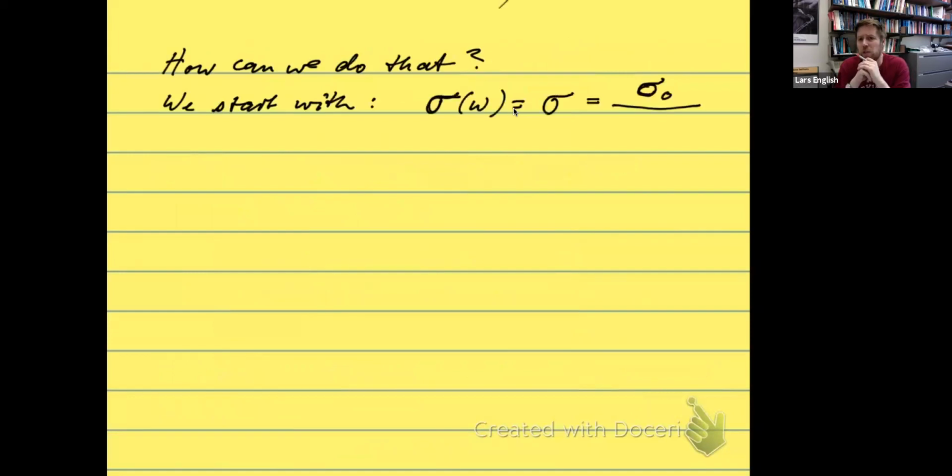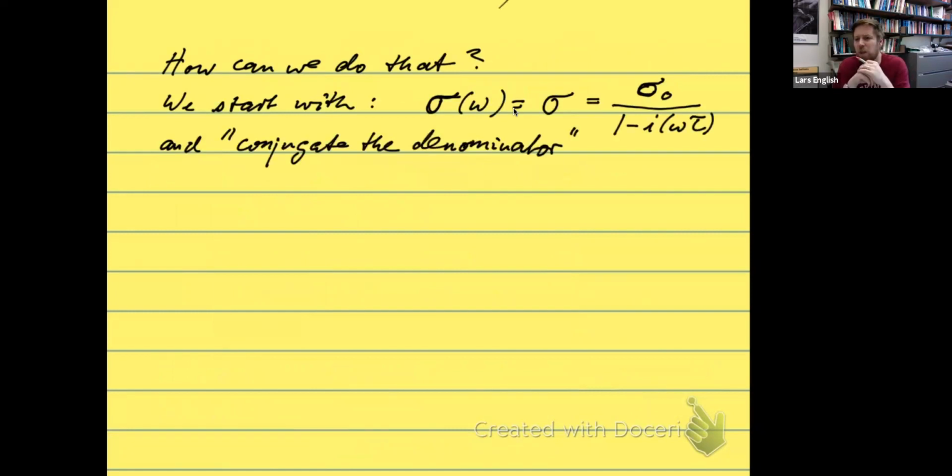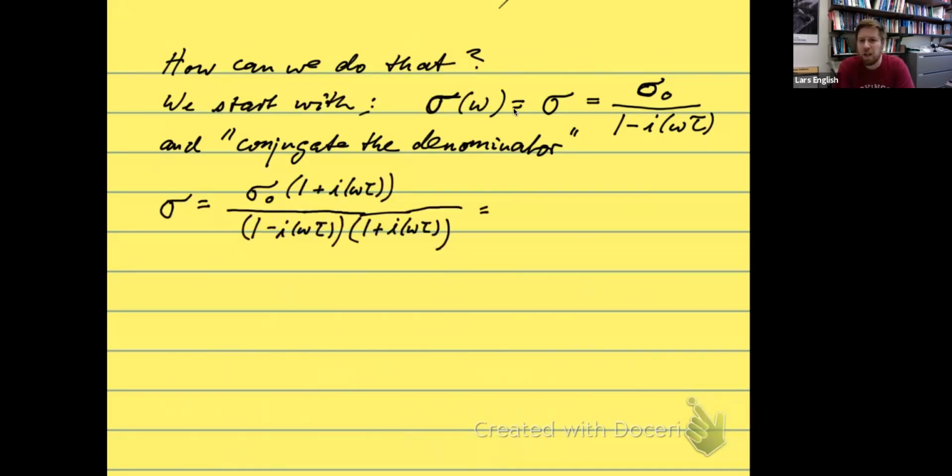We start with what we just had, and then conjugate the denominator. In other words, multiply top and bottom by the complex conjugate of the denominator. That turns the denominator into a real number. So what we're going to do here is multiply top and bottom by 1 plus i times omega times tau. We can do that, of course. And then the denominator becomes simply 1 plus quantity omega tau squared. So it is now a real denominator. And in the numerator, we get the real and the imaginary part.